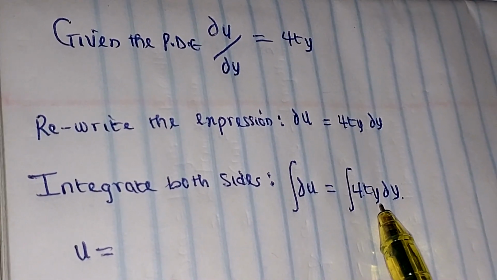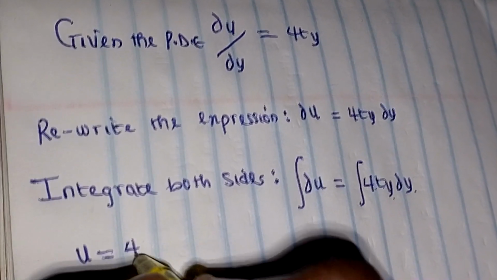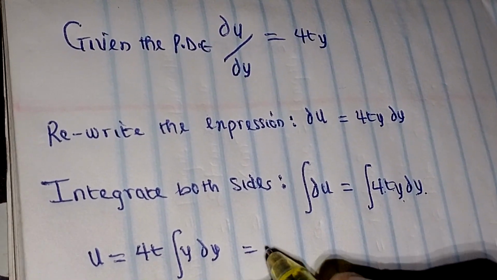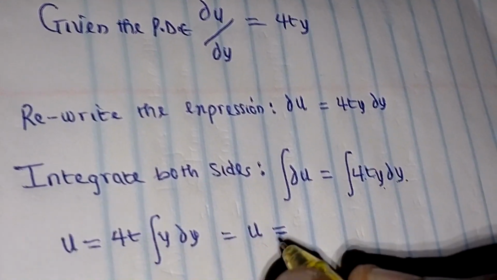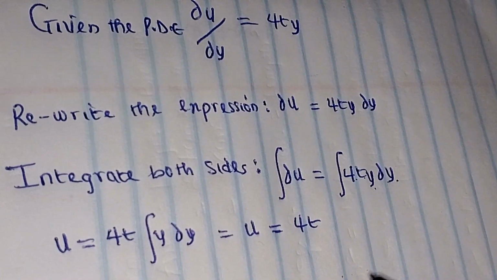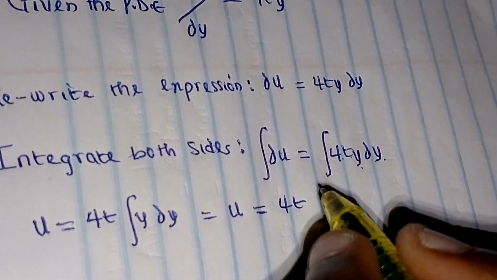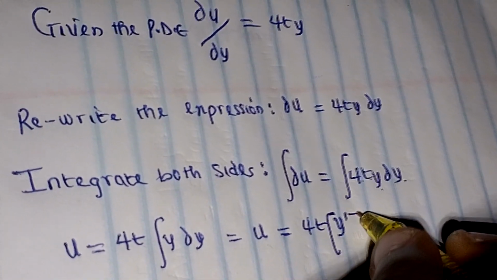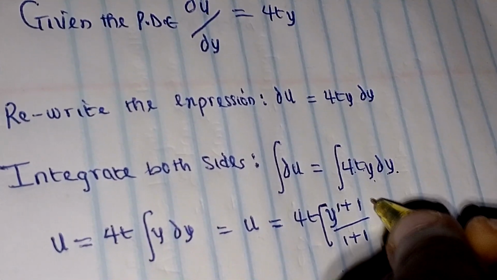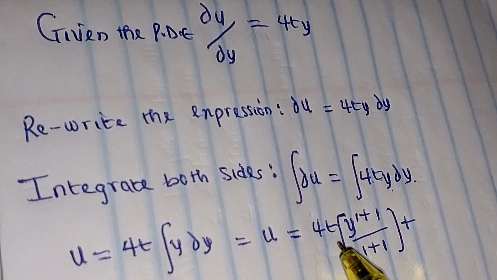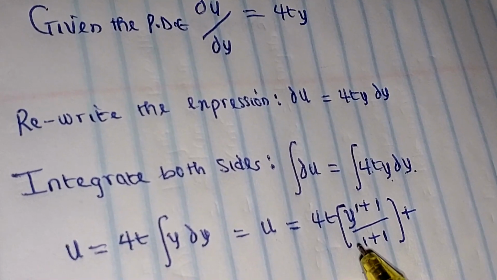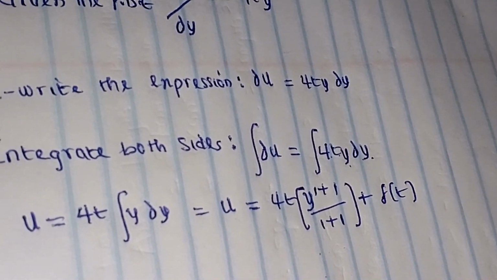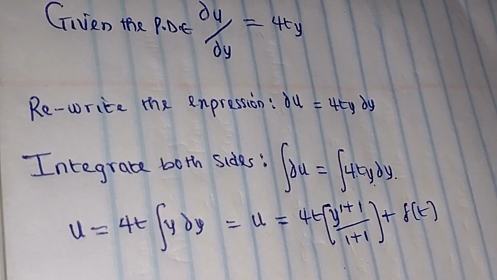That means my business here is just with y. So I can separate the 4t out as a constant, 4t. That means I'm integrating what? y dy. So here I can have u equals 4t. Now if I'm integrating y, the coefficient of y is what? 1, right? You add 1, y raised to power 1 plus 1 over 1 plus 1, plus, because I leave 4t as a constant out here, we will have our arbitrary function f of t, because I'm not integrating t. That is why it's our arbitrary function.